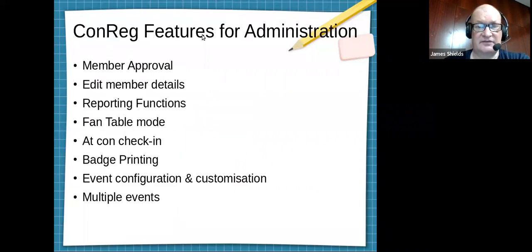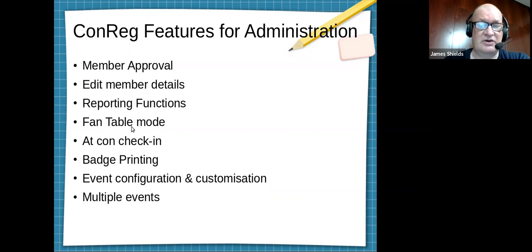And then there's features for administrators. So the first thing is when new members join, they go into an unapproved state. If they've opted to be on the public list, they won't appear on the public list until the admin approves them and checks they haven't used rude words in their badge name or something like that. The admin can edit any member details. There's various reports they can see on members.